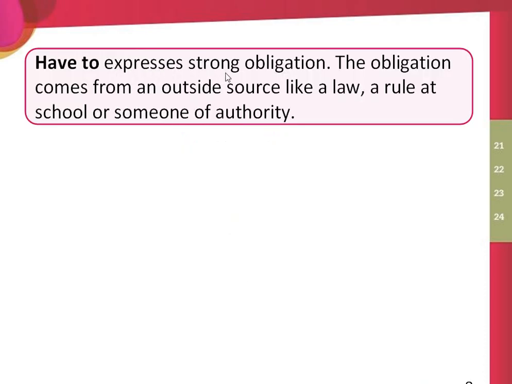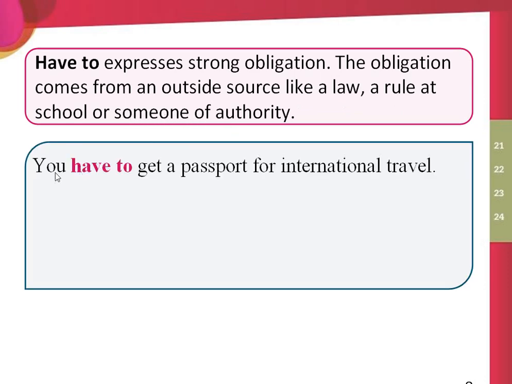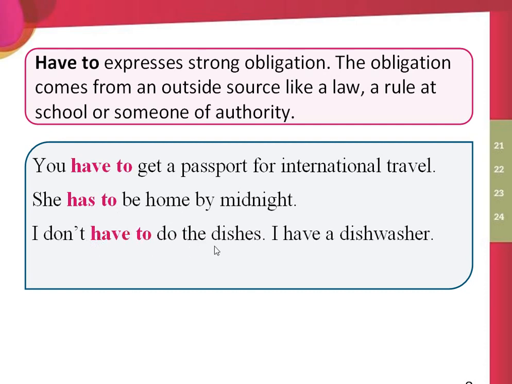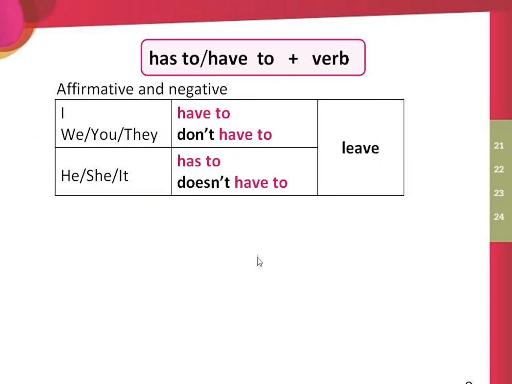Have to expresses a strong obligation. The obligation comes from an outside source like a law, a rule at school, or someone of authority. The examples we have are: you have to get a passport for international travel. She has to be home by midnight. I don't have to do the dishes. I have a dishwasher. We have to write two papers this semester.